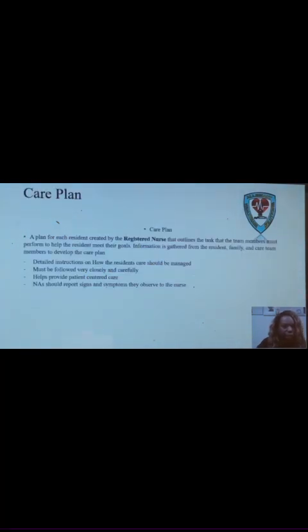The care plan is a plan for each resident that's created by the registered nurse. It outlines the tasks that the team members must perform to help the resident meet their goals. Information is gathered from the resident, family, and care team members to develop the care plan. The care plan is going to give you detailed instructions on how the resident's care should be managed, and it must be followed very closely and carefully. It's going to help provide patient-centered care, and nursing assistants should report signs and symptoms that they observe to the nurse.